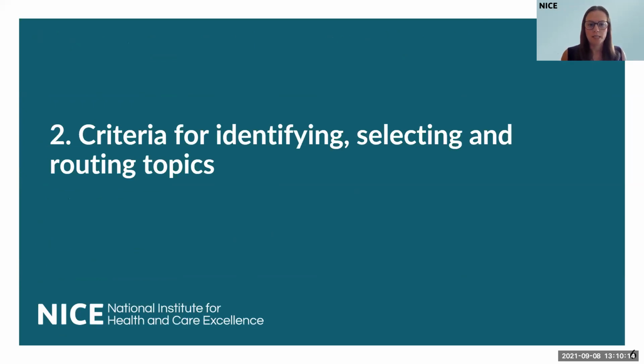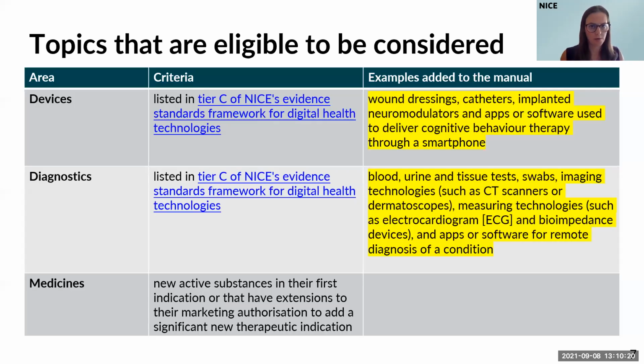So firstly, I'm going to go through the criteria for identifying, selecting and routing topics. So this covers two slides, this part about the eligibility criteria. And a lot of the comments that we received from the consultation last year were that the criteria were not clear and that you needed more examples. So through this consultation, we've tried to add a little bit more detail and make these clearer for stakeholders to understand. So for devices, we've added examples, and these are the highlighted yellow sections of the table.